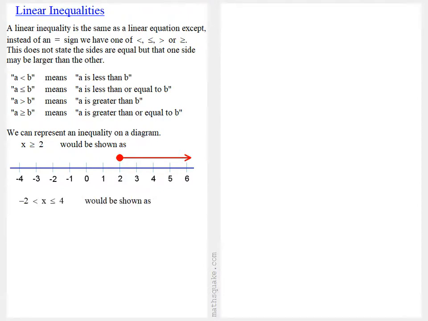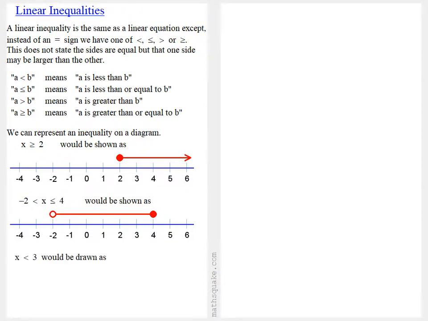If we have the inequality minus 2 is less than x, which is less than or equal to 4, we would draw this as a number line with an unfilled circle above the minus 2 and a filled circle above the number 4. Now we want the numbers that lie between minus 2 and 4, and so we draw a line joining minus 2 to 4.